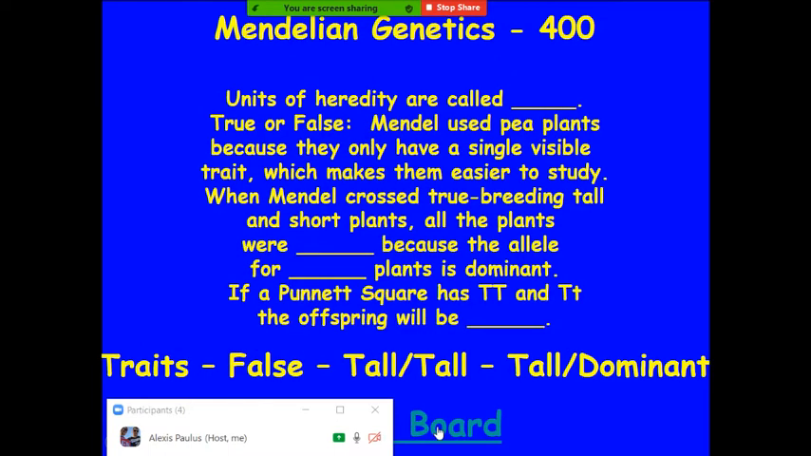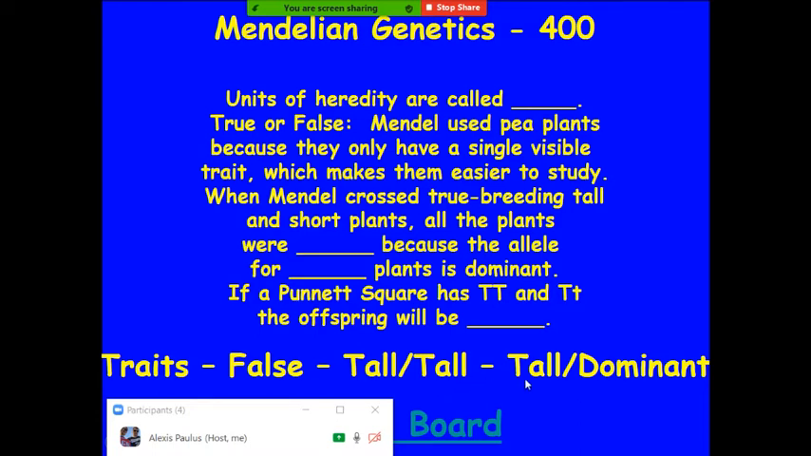Units of heredity are called traits. There were a number of different traits in pea plants that Mendel was studying. So that is a false statement. When Mendel crossed true breeding tall and short plants, you got only tall because the tall allele was in all of the heterozygotes, or all of the hybrids. Therefore, in the F1 generation, all of those organisms were tall.